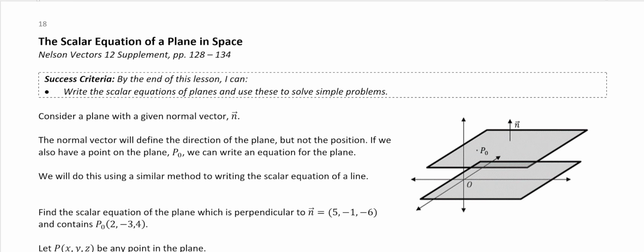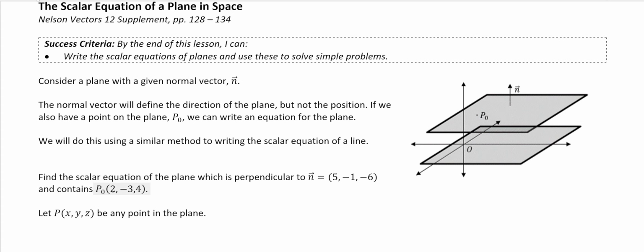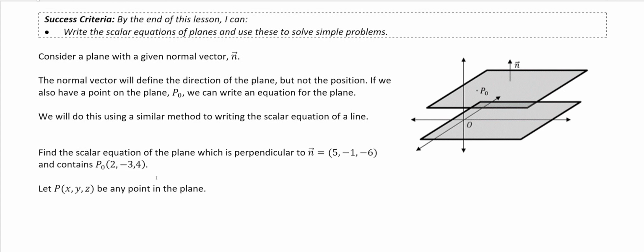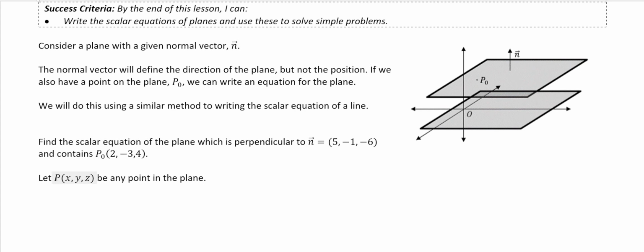So find the scalar equation of the plane, which is perpendicular to the normal, defined as 5, -1, 6, and contains the point 2, -3, and 4. So what we're going to do is start by setting another point on the plane. I'm going to define that as being some other point on the plane. We'll say right here, for example. That's my other point on the plane.